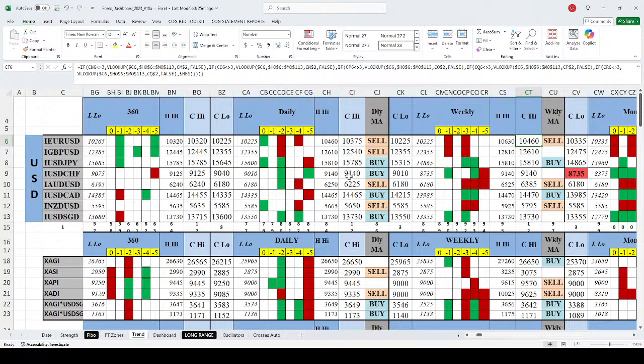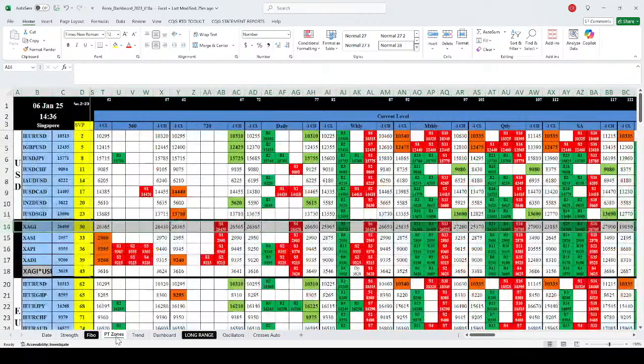That means we should be looking to sell and hold near 10375 or slightly plus minus higher, but definitely below 10460. And if you are going for a buy, then you should be a cautious buy. Cautious buy and exit before this level, 10375. So let's look into the PT zones.